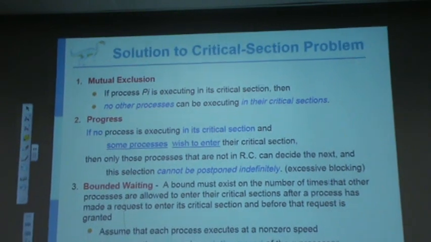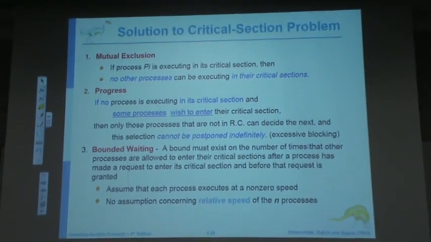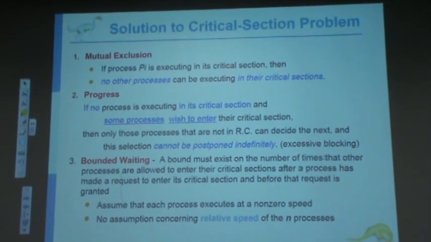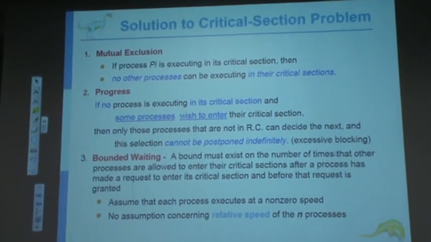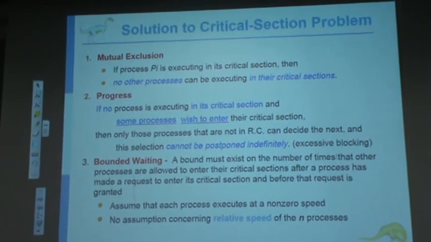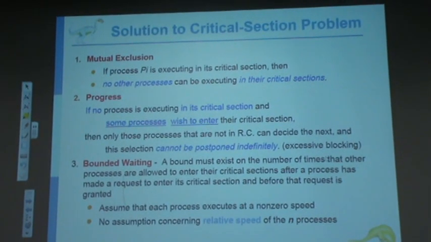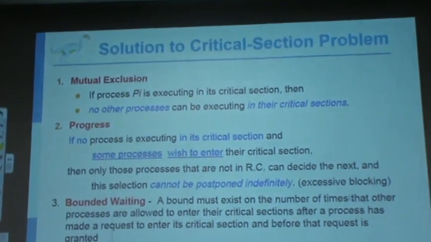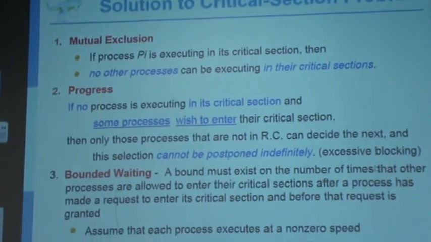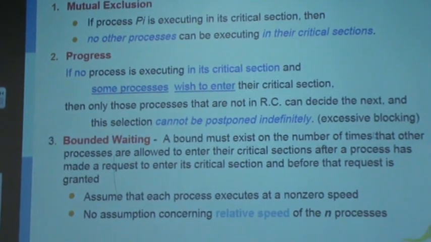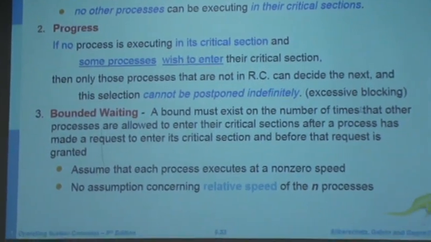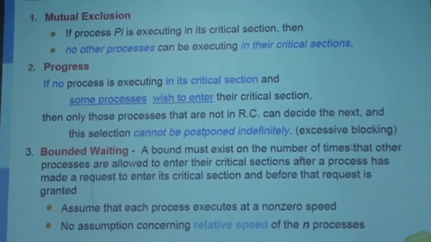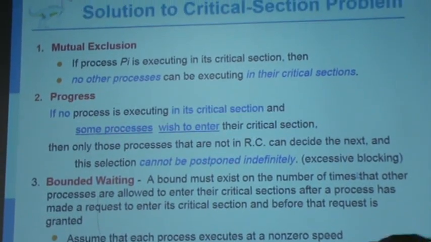So these are the requirements of a solution to the critical section problem. To solve the critical section problem, an algorithm should satisfy three requirements. I think this slide is the most important slide in this chapter. The first one is mutual exclusion. I think you can easily understand it.